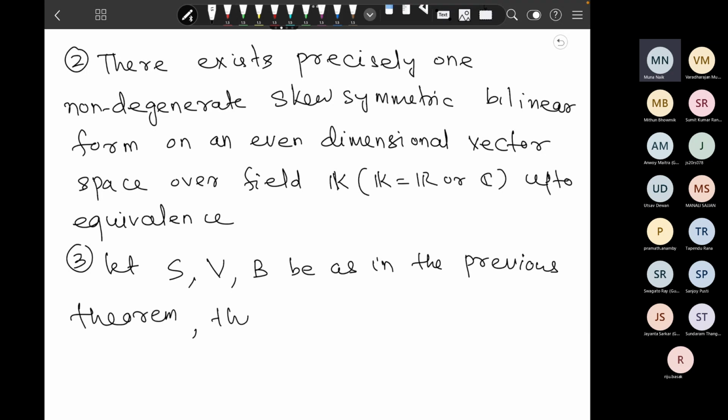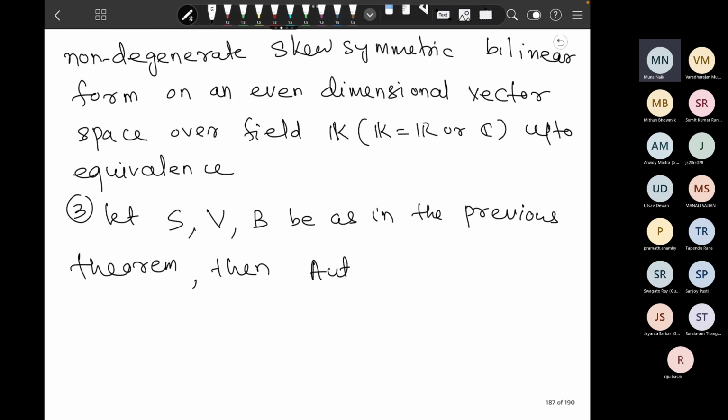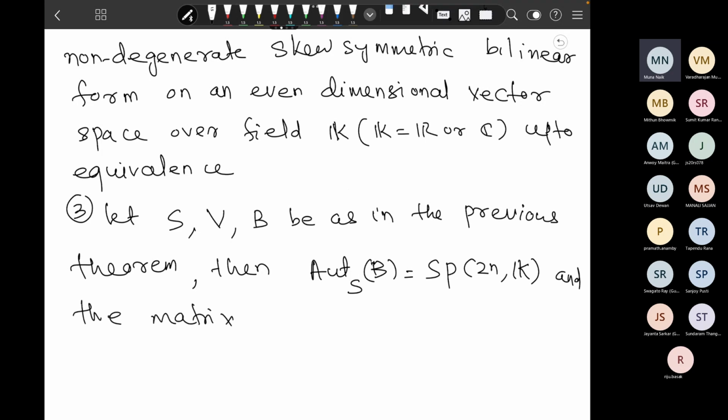Then B is SP to NK. Okay, and the associated matrix of B with respect to S is minus J.